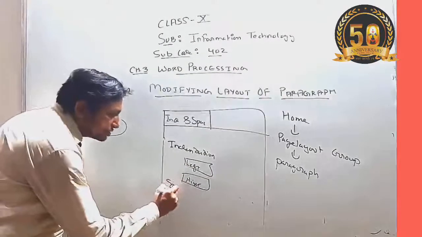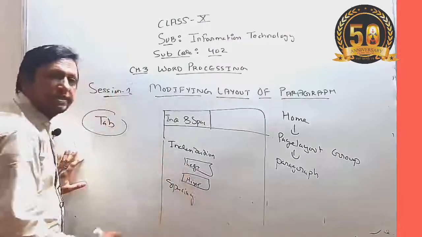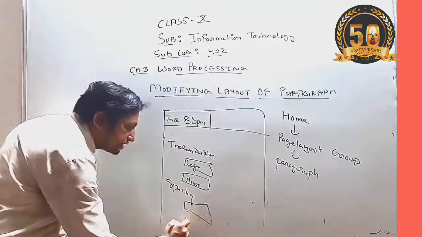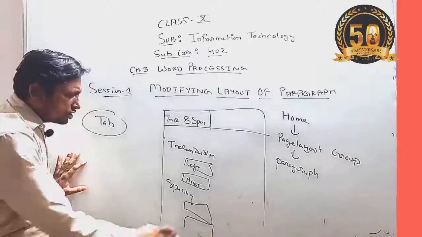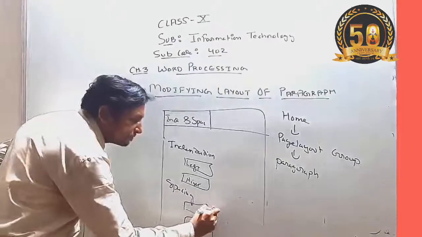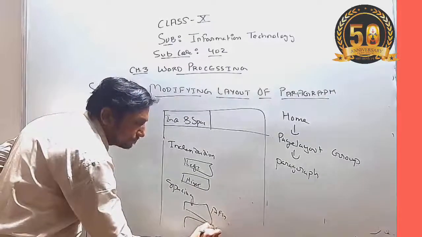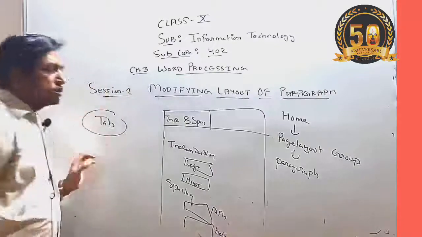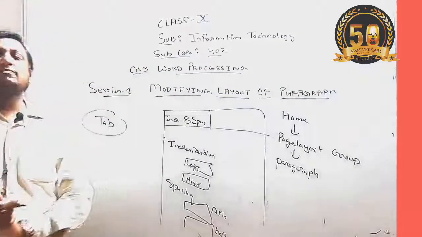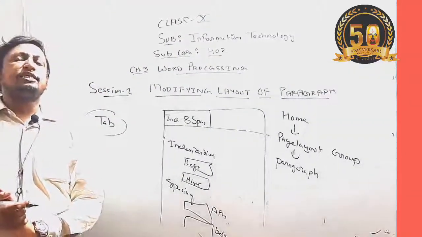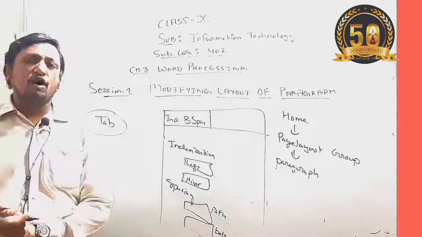Below that there is a Spacing option. From the Spacing option you will get two more options. The first option is After and the second option is Before. Basically, spacing is used to increase or decrease the space between the lines of a paragraph.